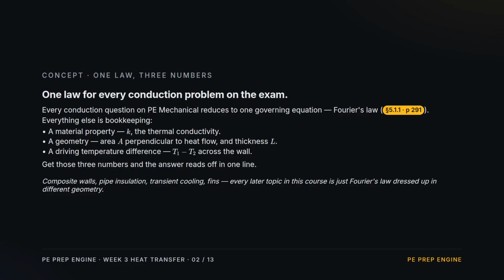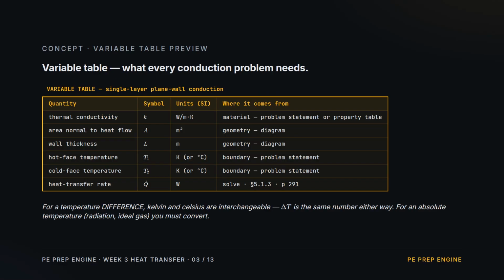Everything else is bookkeeping. You need three things: a material property, K, the thermal conductivity; a geometry, the area perpendicular to heat flow and the wall thickness; and a driving temperature difference across the wall. Get those three numbers, and the answer reads off in one line. Same three-column shape as Week 1 and Week 2.